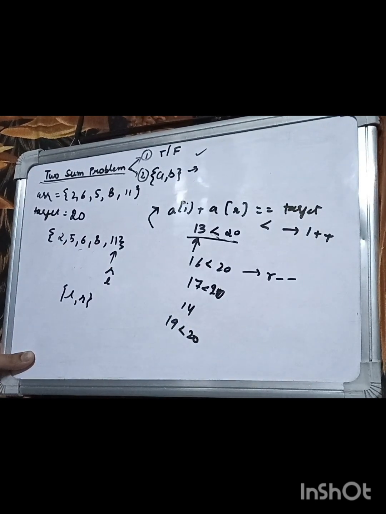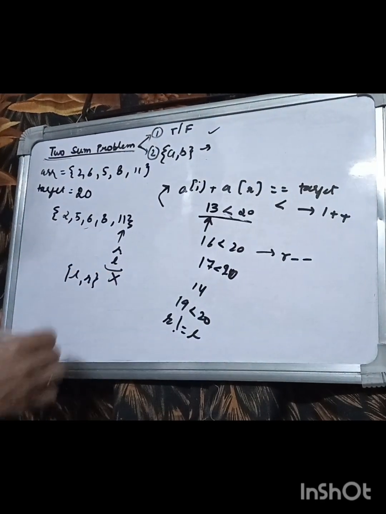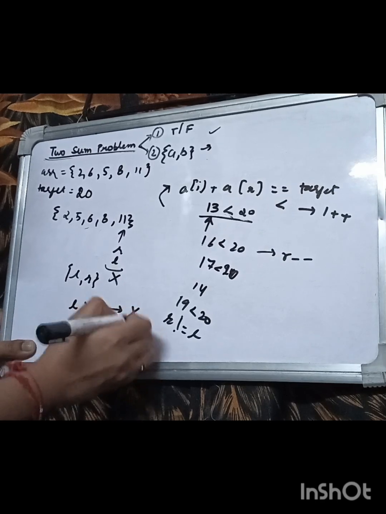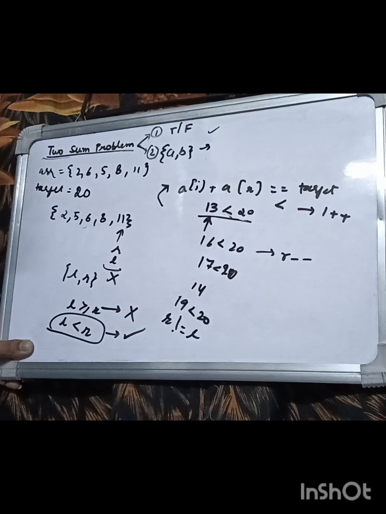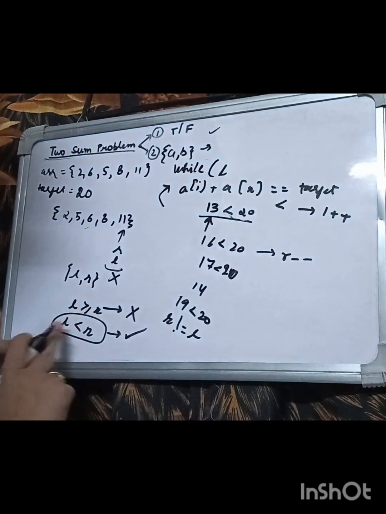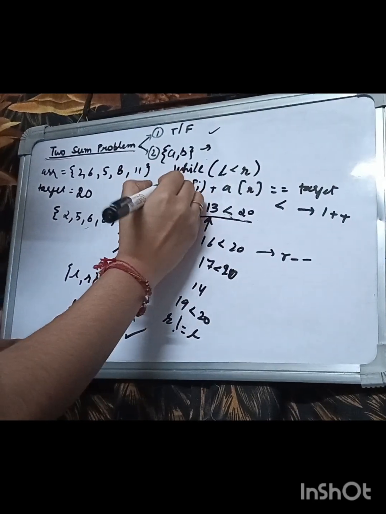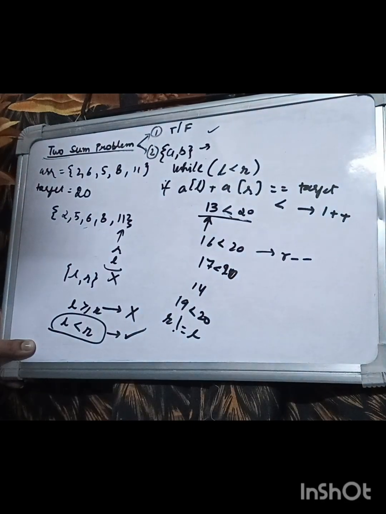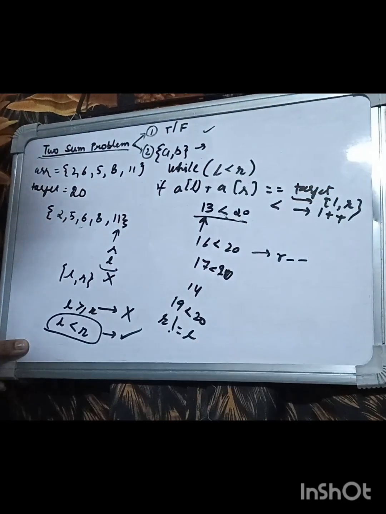But as soon as L is greater than or equal to R, I can't take it. This means if L is less than R, I can take it. So I will run a while loop while L is less than R. If A of L plus A of R is equal to target, then you just have to return L comma R.